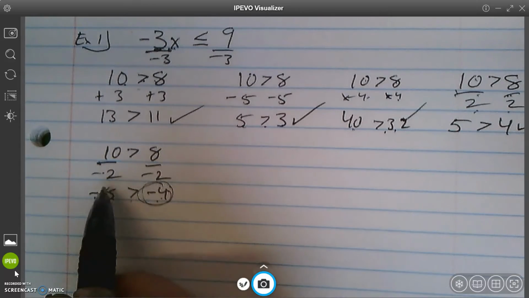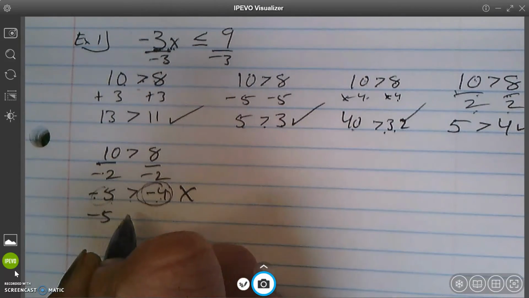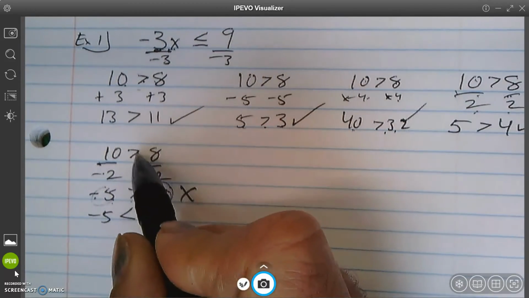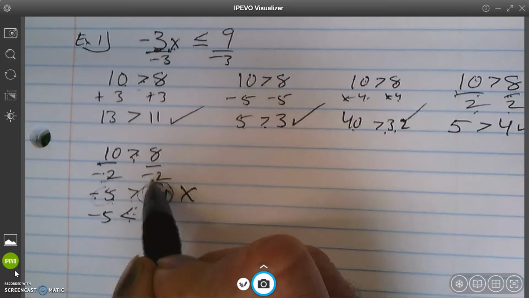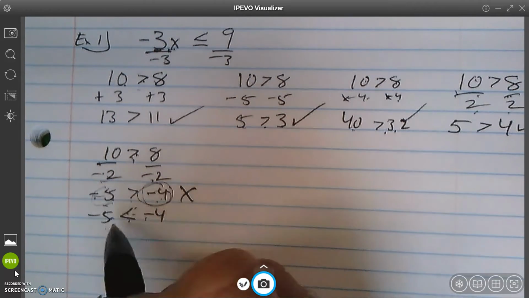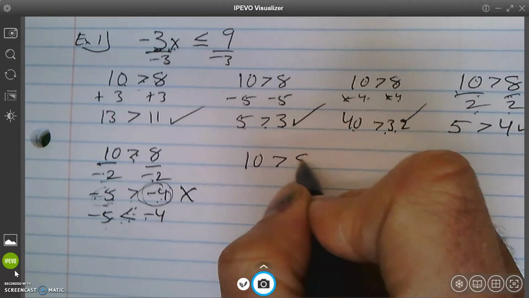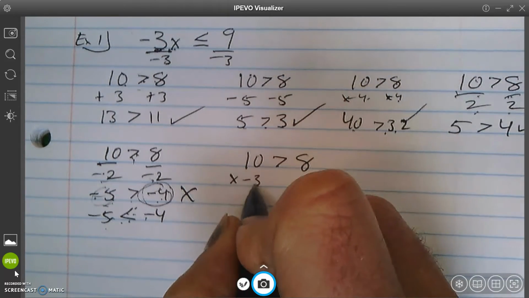I'd rather owe $4 than owe $5. So this is not right. It should be negative 5 is less than negative 4. So what I had to do, I had to flip the inequality. So when I divided by a negative number, I didn't get a true statement. I had to make it true. Same thing with this. What if I multiplied by a negative number here? Let's multiply by negative 3.